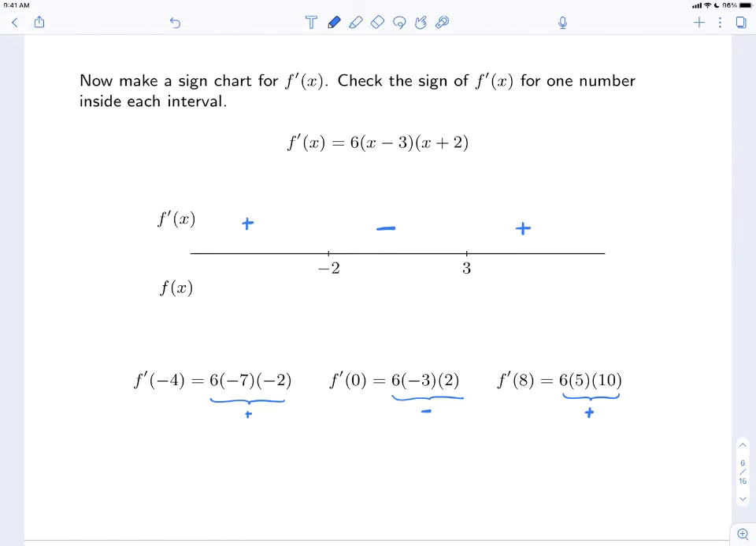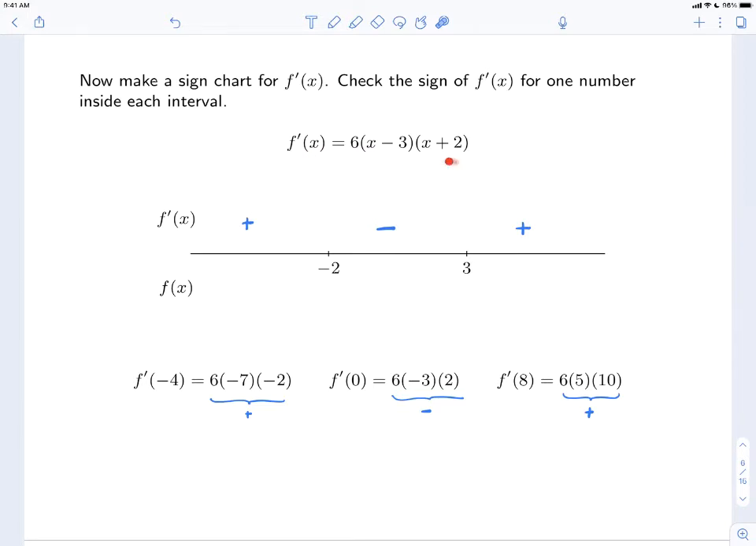You only need to check one number inside each interval, because this derivative is continuous. So the only way that it can change sign from positive to negative, or negative to positive, is by passing through 0. And we know all of the places where the derivative is equal to 0. The derivative is equal to 0 at -2 and 3. So those are the only possible places where the sign could change from positive to negative or negative to positive.